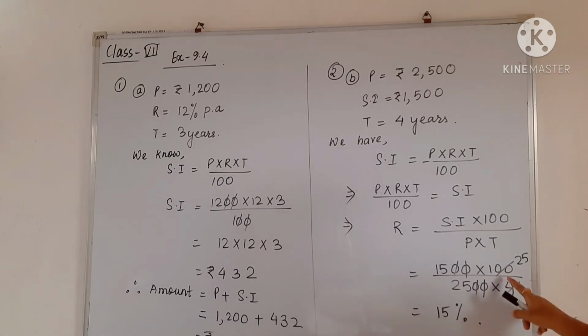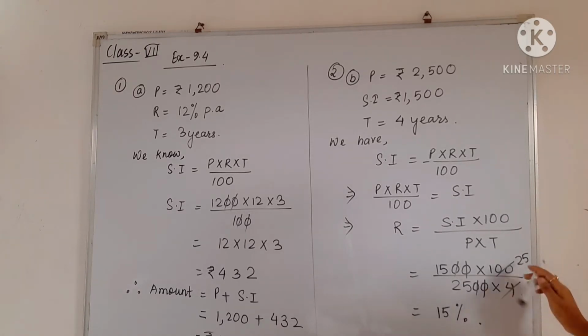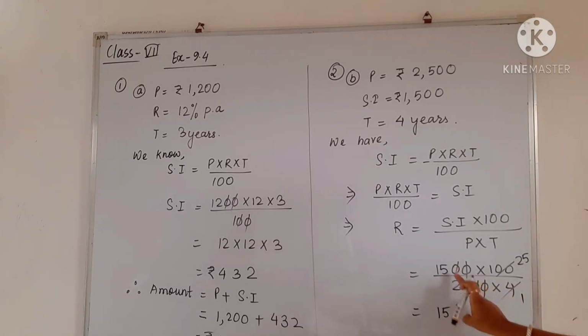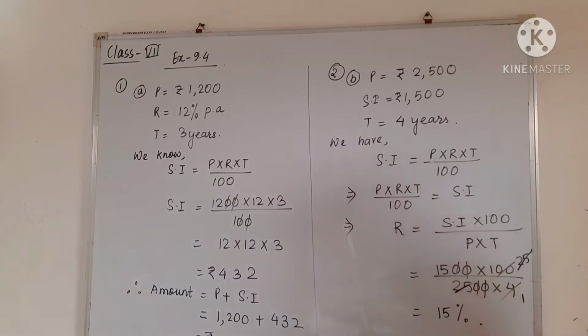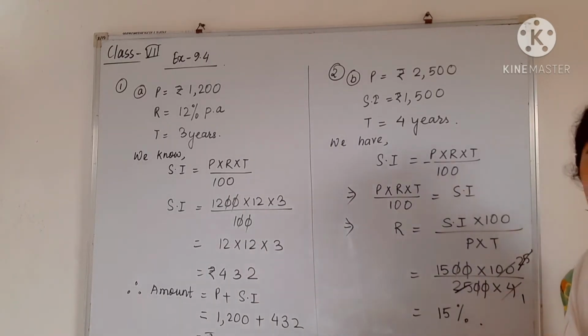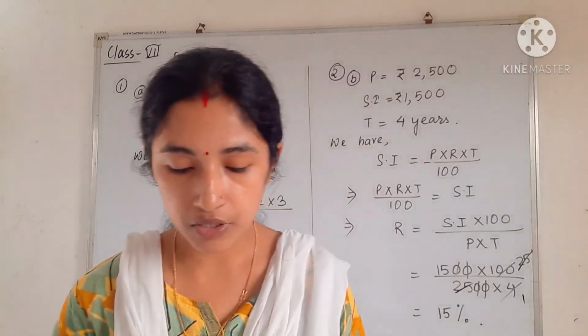After that you can cancel like this. See, 4 25s are 100, then double 0 and double 0 will be cancelled out. Then 25 will be cancelled with this, and finally we will get 15%. This will be the rate percent. And in question number 3 we have to find the principal.